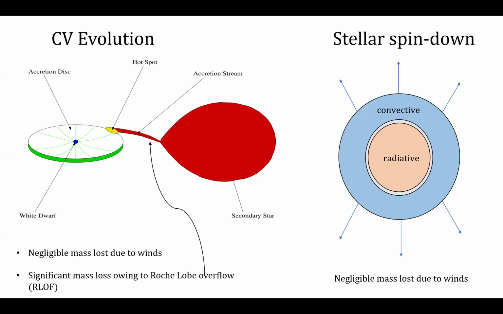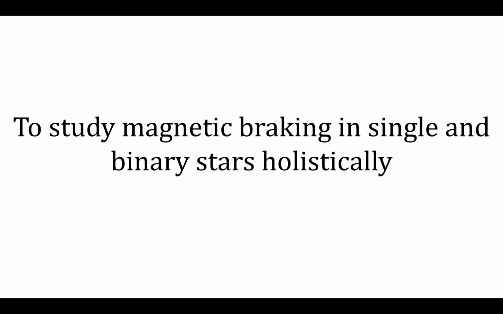But if such a star is in a CV, it drives the orbital shrinkage, which leads to the donor star overfilling its Roche lobe and starting to transfer mass to the white dwarf. So although the mass lost due to winds is negligible, the mass lost due to Roche lobe overflow is significant. So with time, the donor star loses mass. This is another essential difference between CV and stellar spin down. But the idea again is that the driving force is the same, which is magnetic braking.